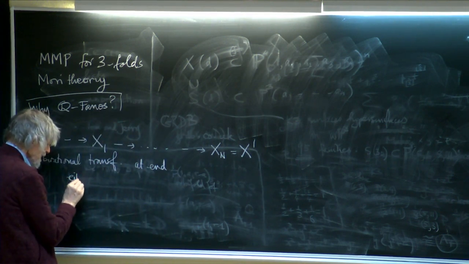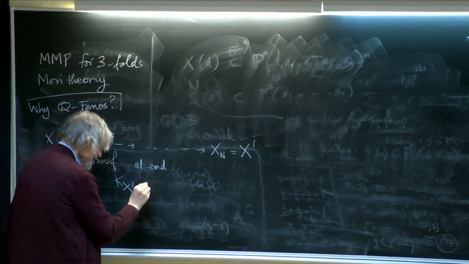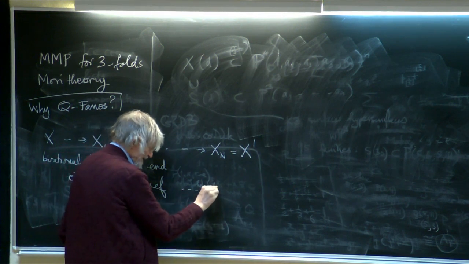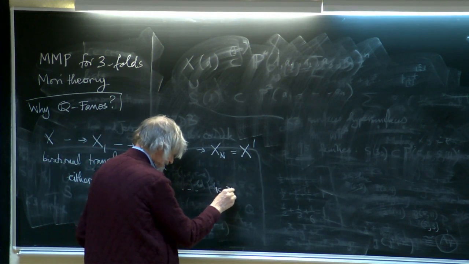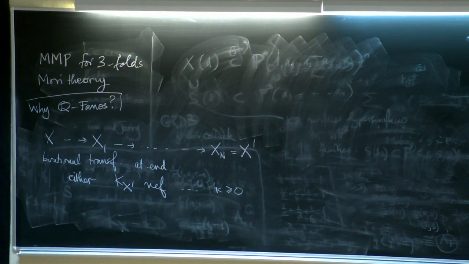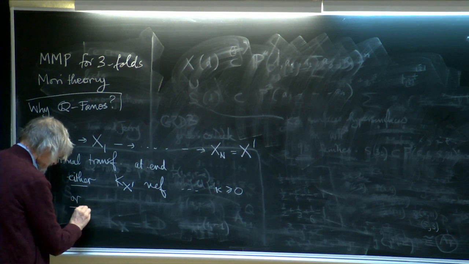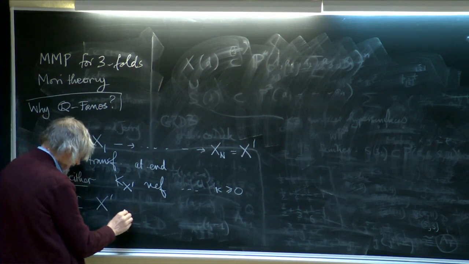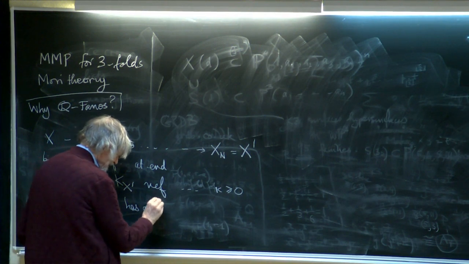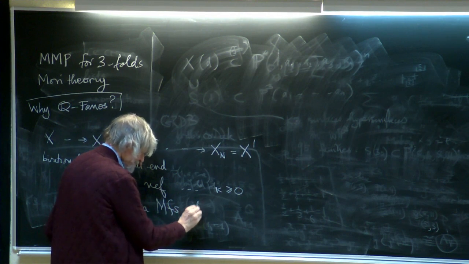either K_X' is nef, and then you go on to study this and you find that the Kodaira dimension is greater than or equal to 0, or X' has another structure, has a Mori fiber space structure.